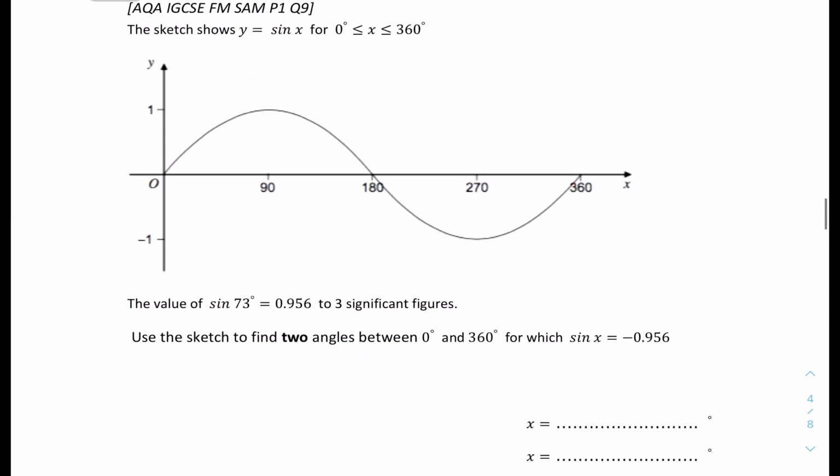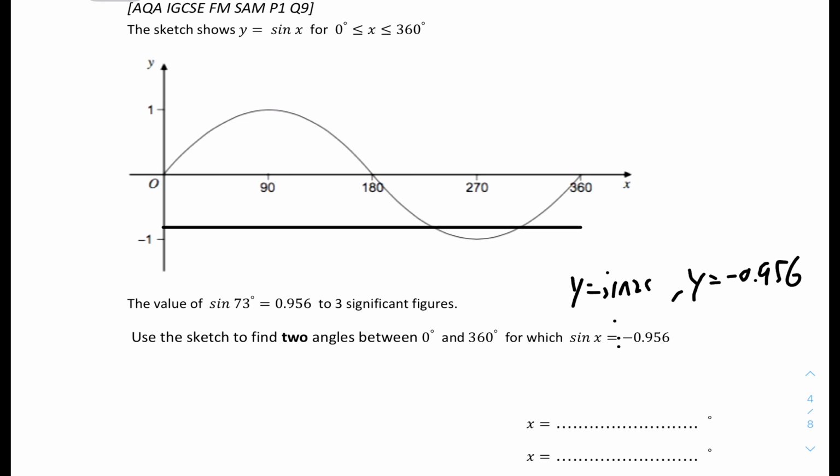In question 8, the value of sine 73 degrees is equal to 0.956 to 3 significant figures. Use a sketch to find two angles between 0 and 360 degrees for which sine x equals minus 0.956. So we can basically split this into two. It'll be y equals sine x, and y equals minus 0.956. So to find the value of sine x where it's equal to y, the y value is equal to minus 0.956. So we can draw a straight line at y equals minus 0.956. We just wrap it around here, right here.